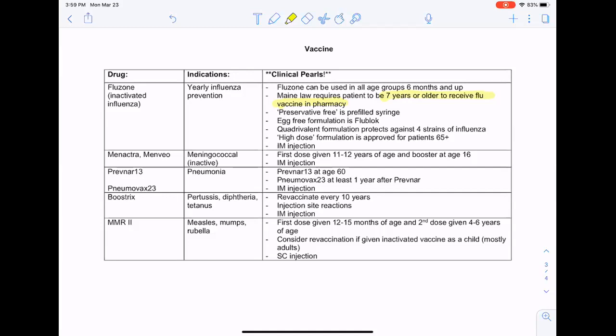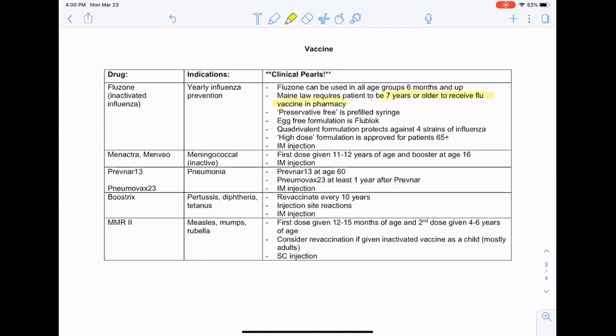So there's also an egg-free formulation, and this is also a really big question that we get in the pharmacy a lot, people that have egg allergies, and that is called Flublok. So that's good to know. If somebody says, I can't get a flu vaccine because I have an egg allergy, you can say, actually, you can. We can order it for you. It's called the Flublok. So don't let that be a barrier for people not getting their flu vaccine.